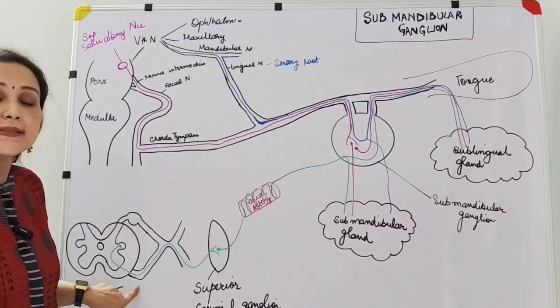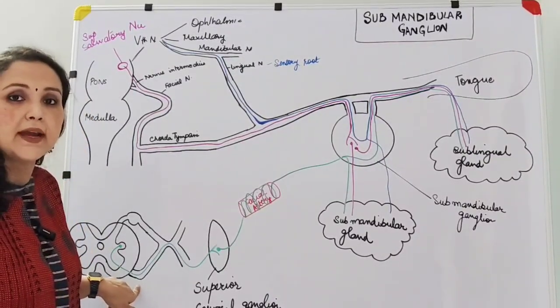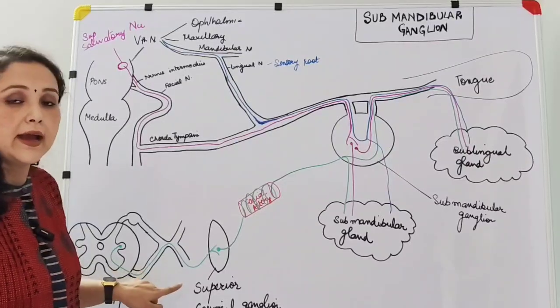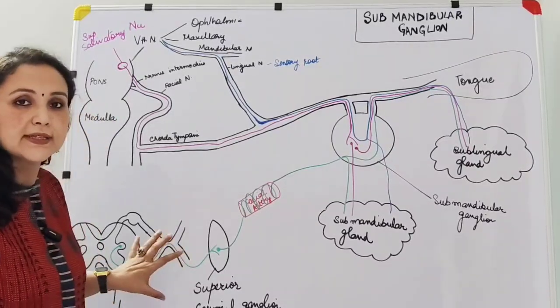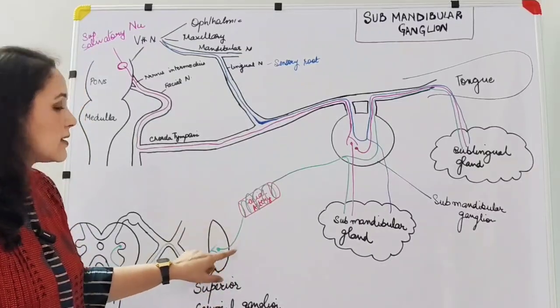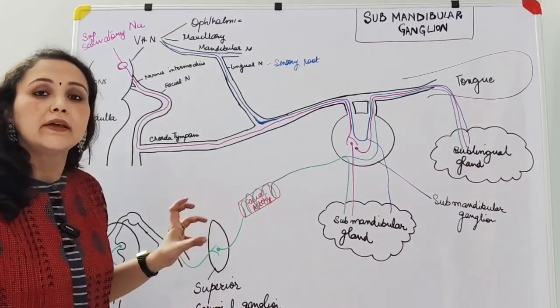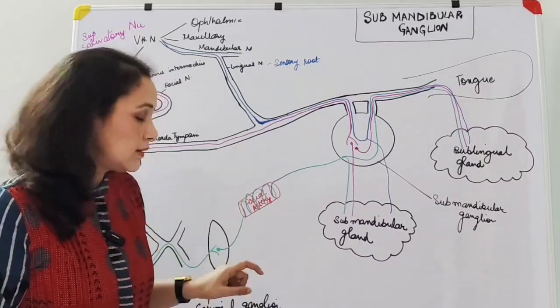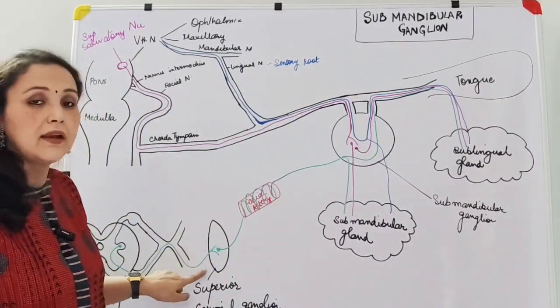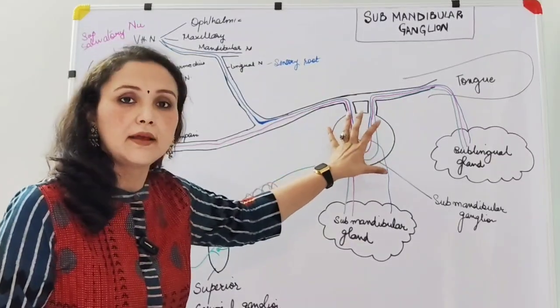Then, which is the ganglion in which the relay for the sympathetic root is occurring? I have always told you that for the sympathetic system, the relay occurs in the superior cervical ganglion of the sympathetic chain. The relay is not occurring here.